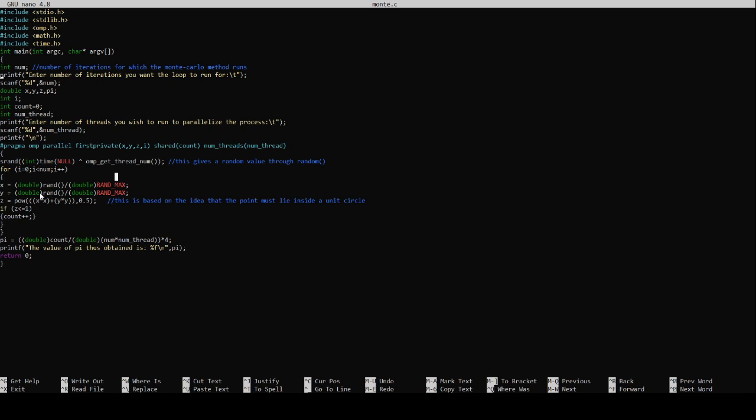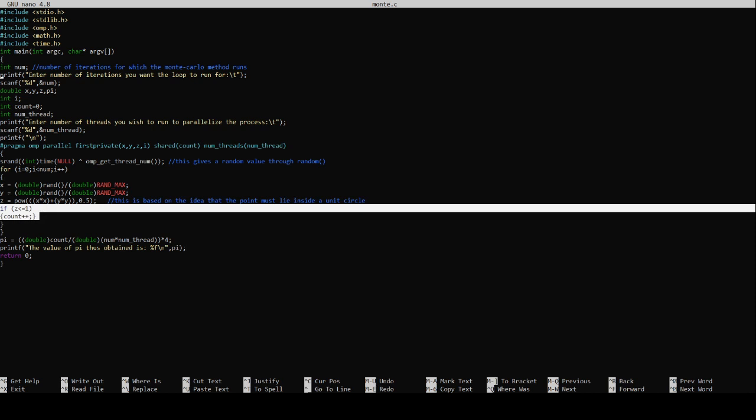So let us say that there is some even more generalized function x squared plus y squared equals z squared. So we say that z equals square root of x squared plus y squared. This power function we get from the math.h library. This line of code says that z is equal to square root of x squared plus y squared. Now, as I said earlier, if x and y lie inside the circle, then the value of z should be less than or equal to 1. So, if z is less than or equal to 1, count increments.